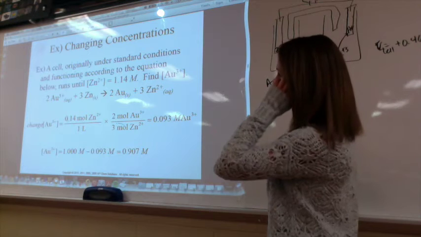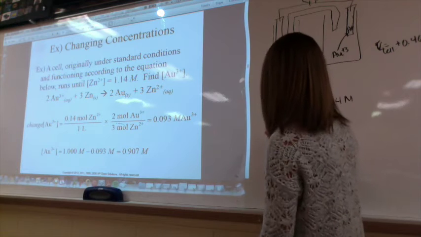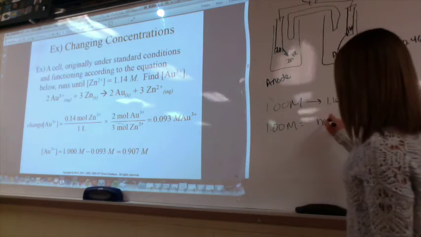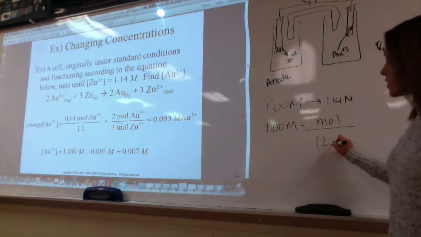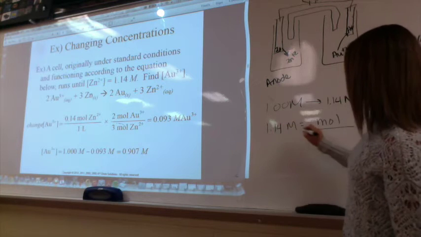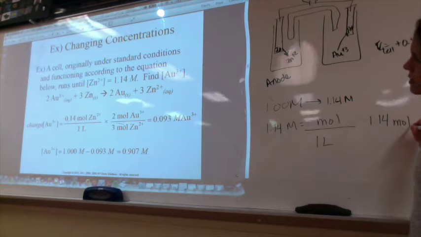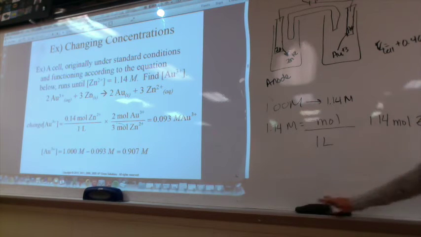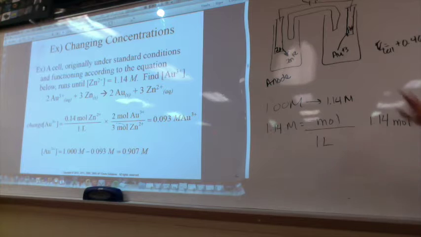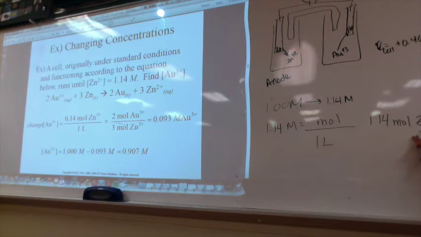It didn't give me the volume, but I'm going to assume they're out of a 1 liter solution just because ones are easy to use. So if this is a 1.00 molar solution, then I can calculate how many moles I have in 1 liter of this. So I technically have 1.14 moles of zinc plus 2. So I need to know how many moles of gold then are going to be used up in this redox reaction, right? This is supplying the electrons, so 1.14 moles is what's going to end up being made.